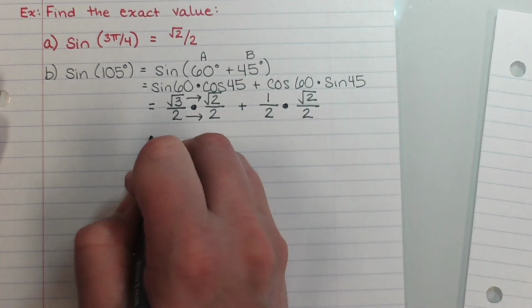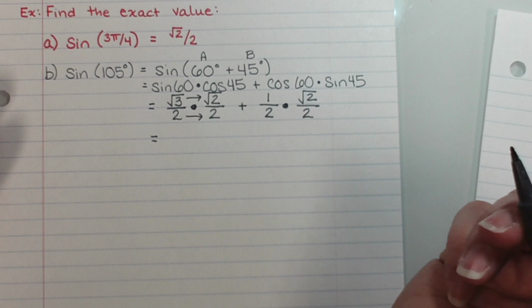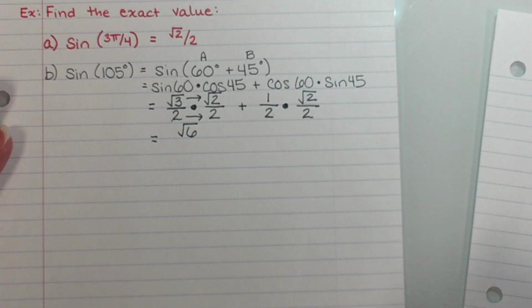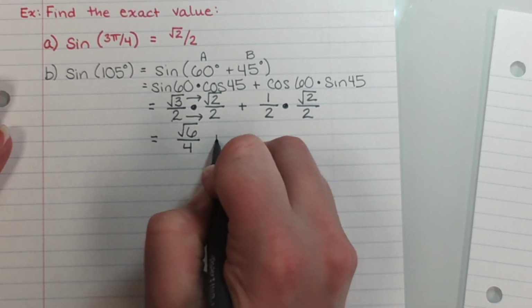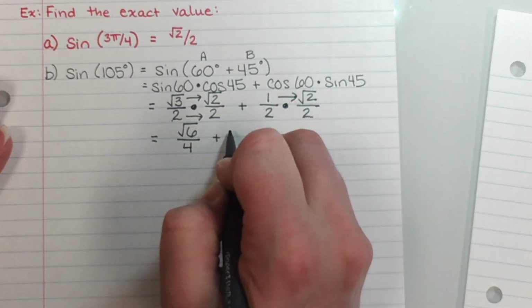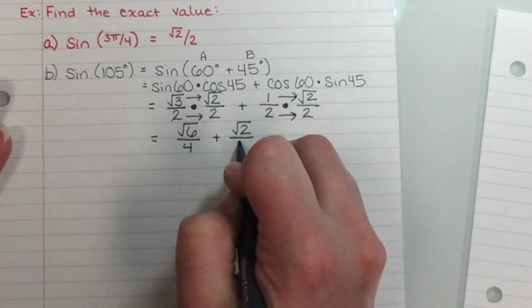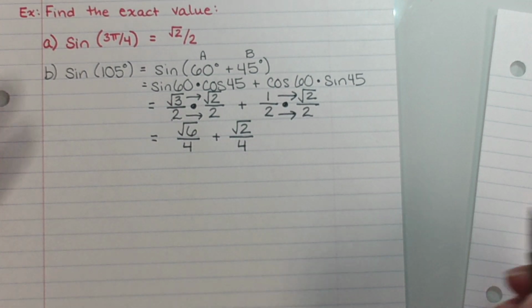Square root of 3 times square root of 2. They're both inside square roots, so they do multiply. Square root of 6. 2 times 2 over 4. Plus 1 times square root of 2. Square root of 2. 2 times 2, 4. Now I add. In order to add fractions, I need a common denominator.